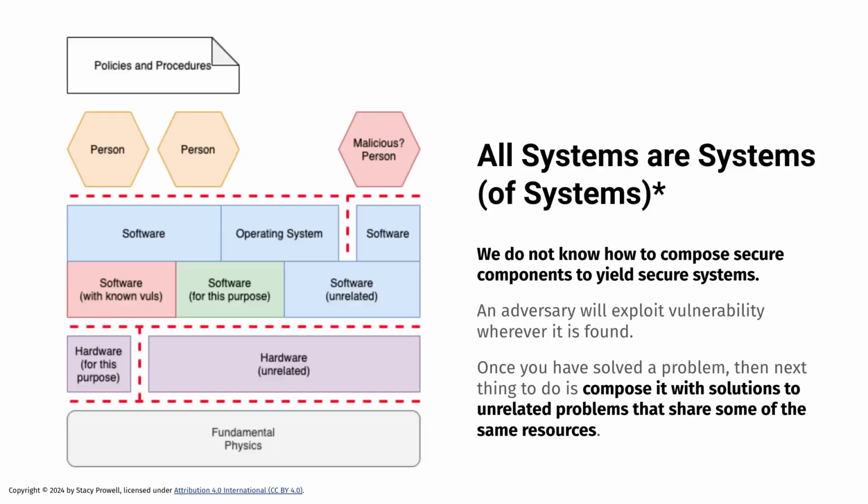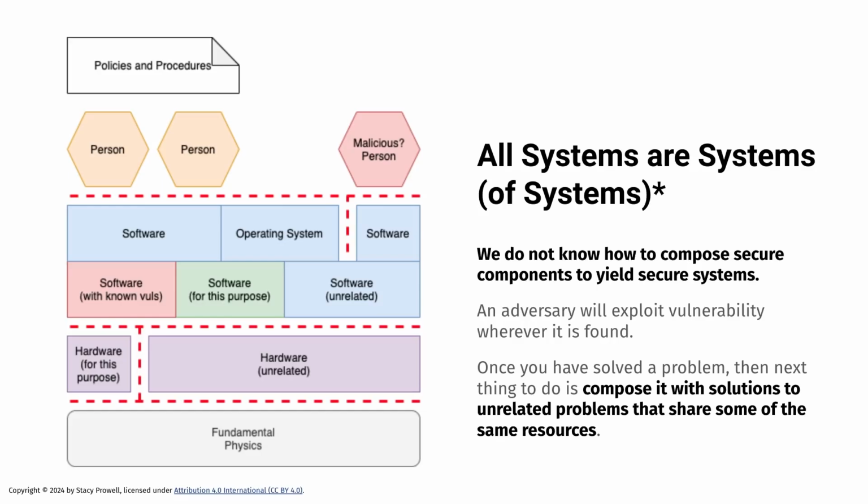All systems are systems of systems, of systems, of systems, of systems. We don't know how to compose secure components to yield secure systems. That's the composition problem, and it's unsolved. Go and solve that and make a great name for yourself. We'll all be grateful. An adversary will exploit vulnerability wherever they can find it.